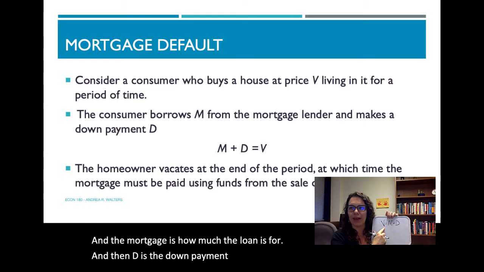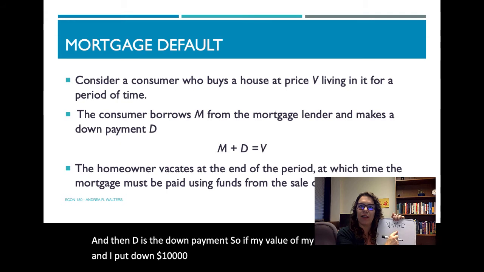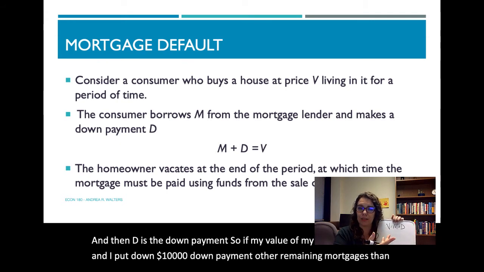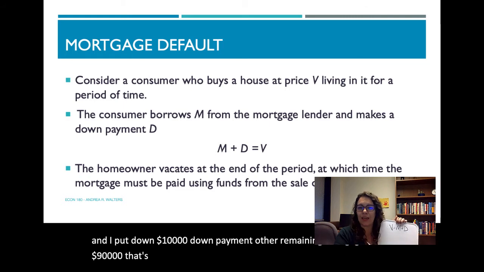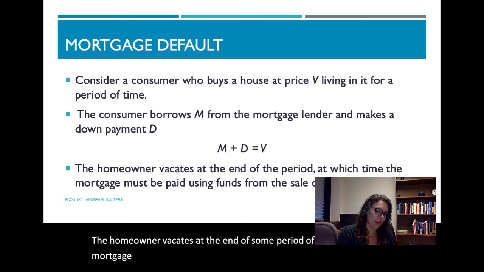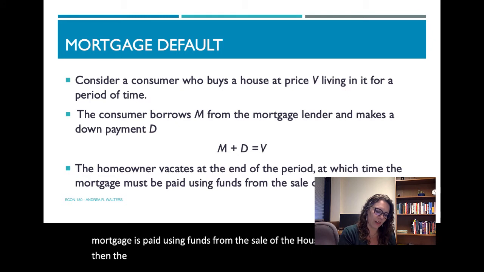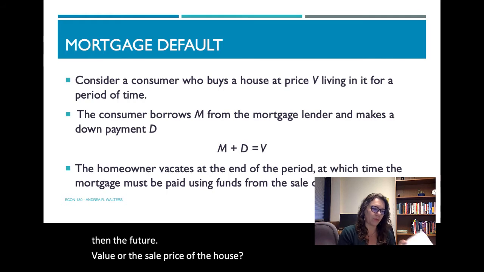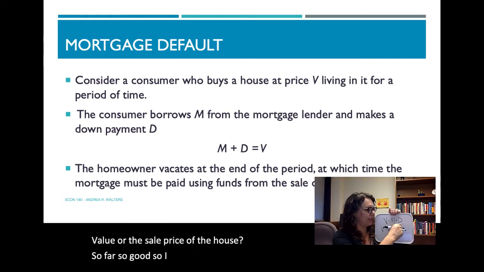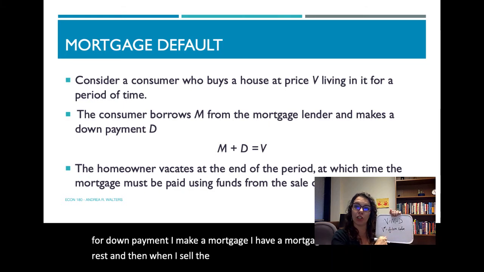So if the value of my house is $100,000 and I put down $10,000 as a down payment, the remaining mortgage is the $90,000 that's left. The homeowner vacates at the end of some period of time, at which the mortgage is paid using funds from the sale of the house, and V star is then the future value, or the sale price, of the house. So far, so good? I buy a house for V, I put down some amount for the down payment, I have a mortgage loan for the rest, and then when I sell the house, I get V star.